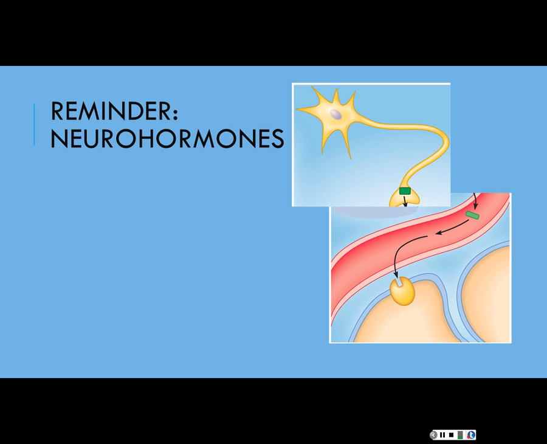It comes from a nerve cell, and the messenger is transported in the blood to target a distant cell. It comes from a nerve, neuro, but we give it the suffix hormone because it goes into the bloodstream. So we're going to talk about hormones, neurohormones.